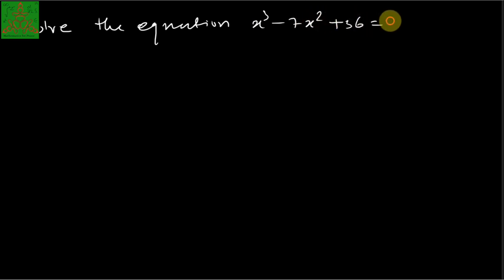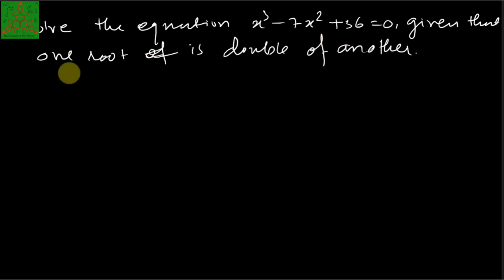The first example: solve the equation x cube minus 7x square plus 36 equal to 0, given that one root is double the other. That means we have to solve this polynomial, that is, I need to find out what the roots of this polynomial are, and the given condition is that one of the roots is double the other.